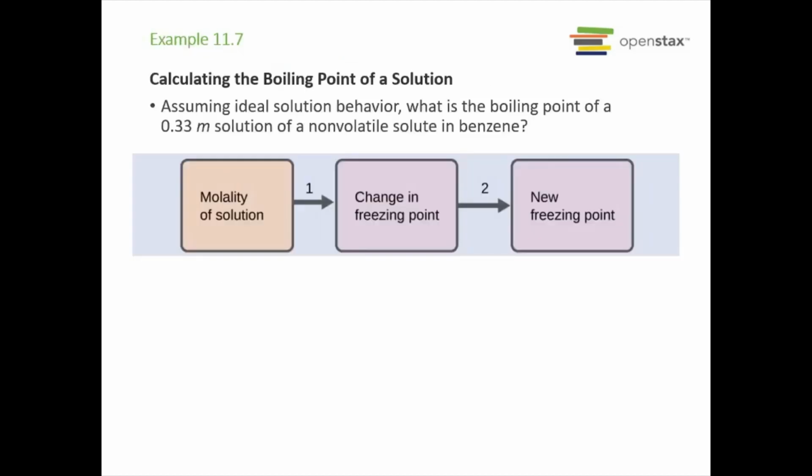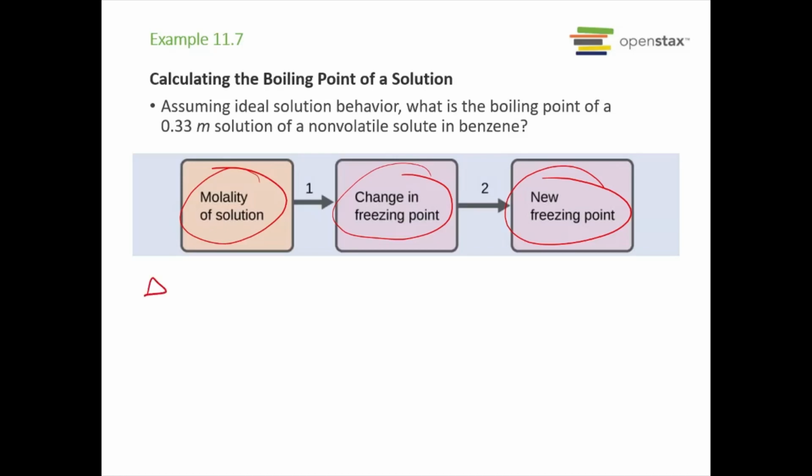So let's look at an example and the steps to solve it. Assuming ideal solution behavior, what is the boiling point of a 0.33 molal solution of a non-volatile solute in benzene? So we need to first identify our molality of the solution, figure out how much it changes, and then we can calculate our new boiling point.